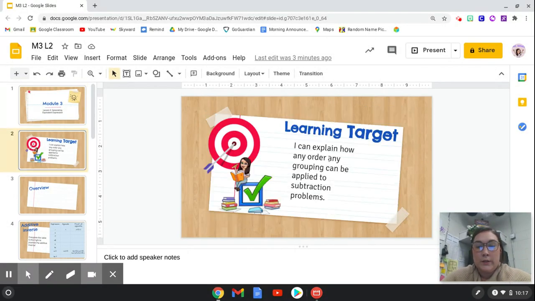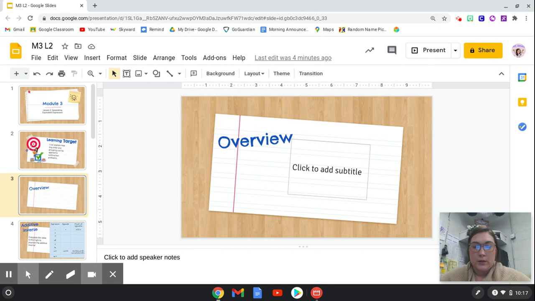So our learning target is: I can explain how any order, any grouping can be applied to subtraction problems, also division. Okay, this is where this video is going to go.